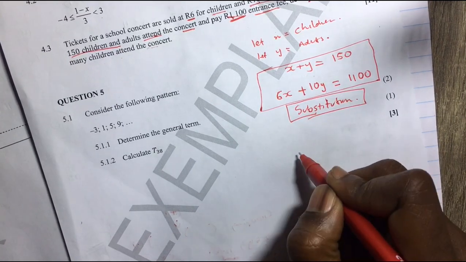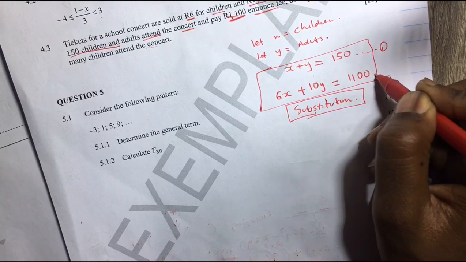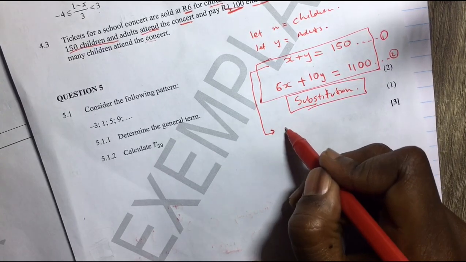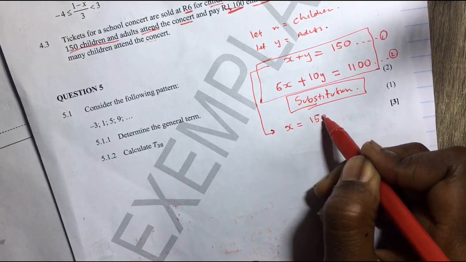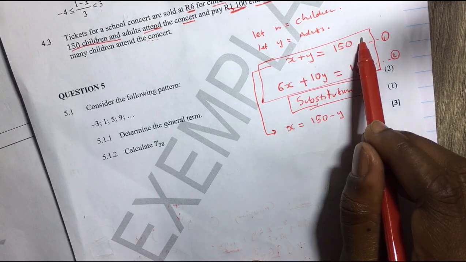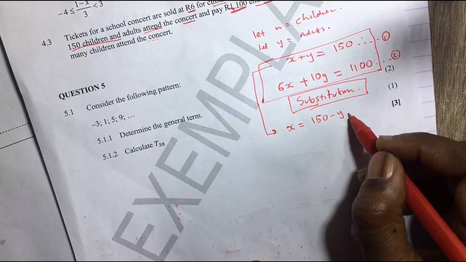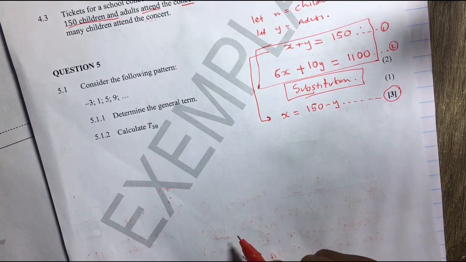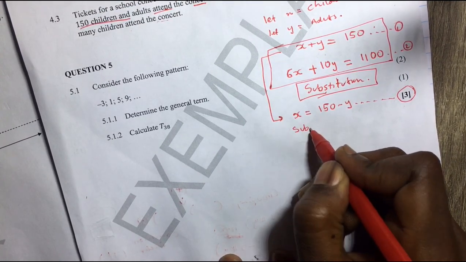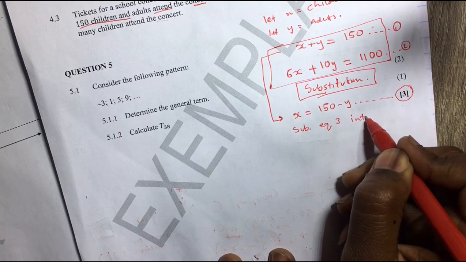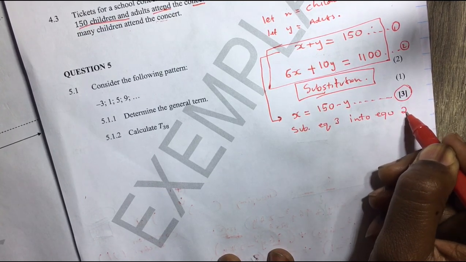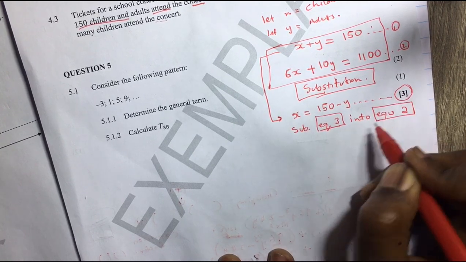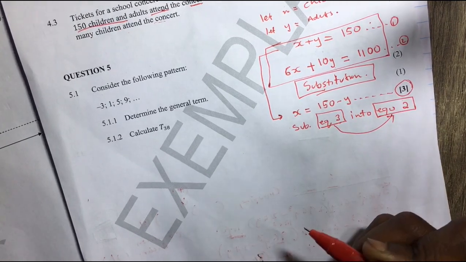So I'm going to say this is equation 1, this is equation 2. So I'm going to use equation 1 to create equation 3. I just took y to the other side, to make x the subject of the formula. So let this be equation 3. Okay, I'm going to say substitute equation 3 into equation 2. Because I used equation 1 to create equation 3, I'm going to substitute equation 3 into the other equation, which is equation 2.